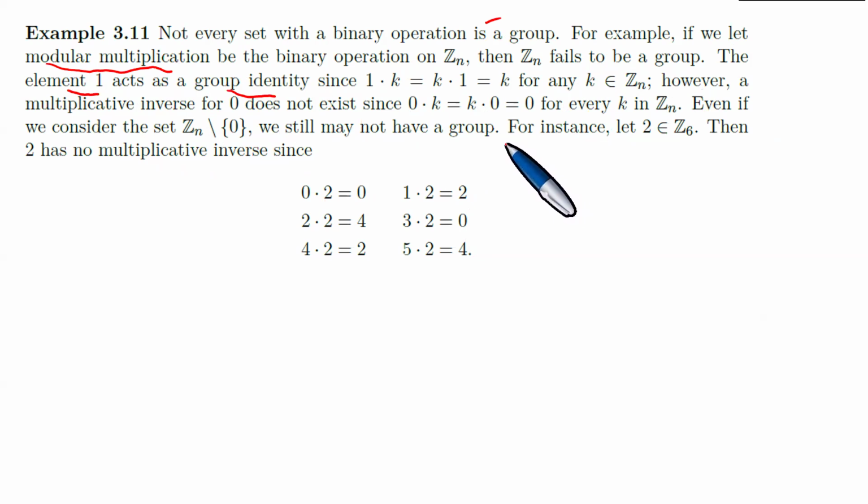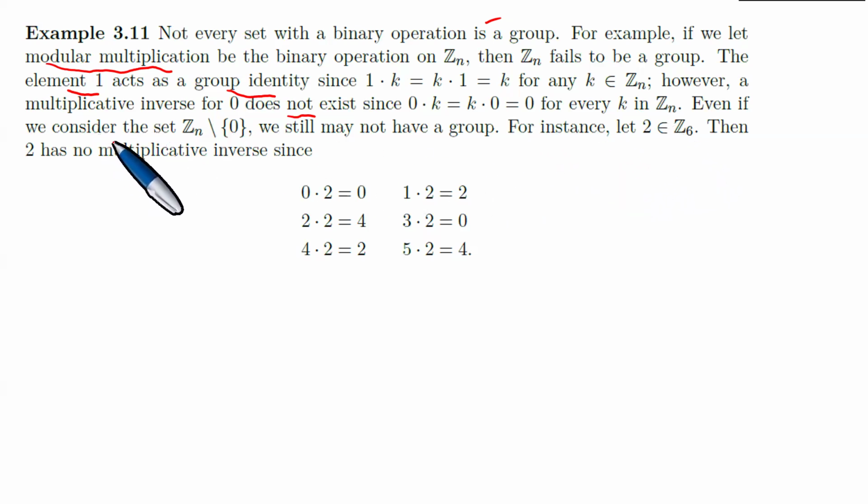We continue. However, a multiplicative inverse of 0 does not exist. This is the reasoning by the author of the book. So the multiplicative inverse of 0 does not exist. Why? Since if you multiply 0 by any number k, 0 by k is k by 0, which is 0 for every k in Zn.